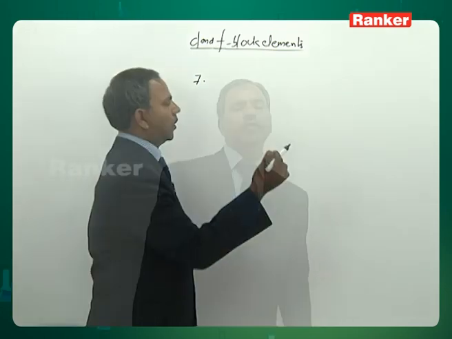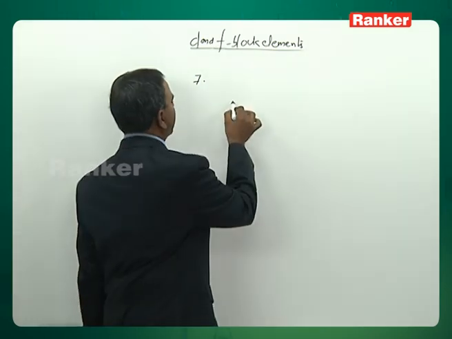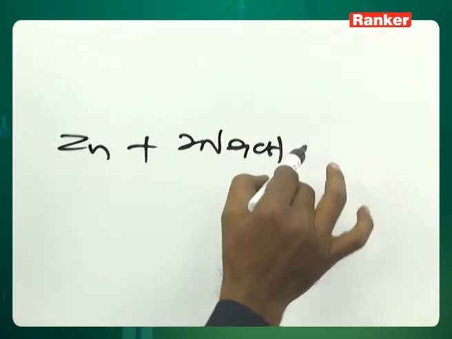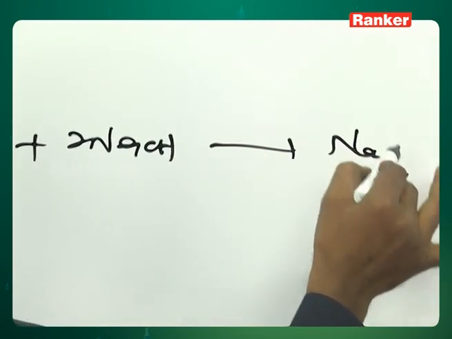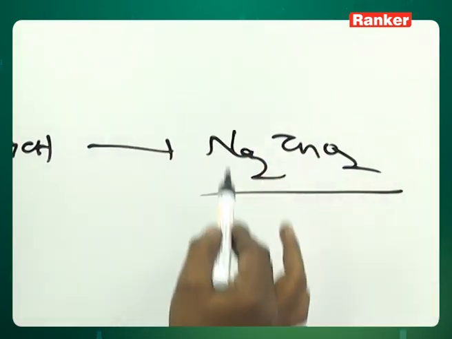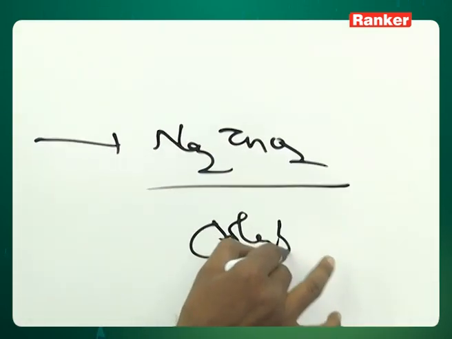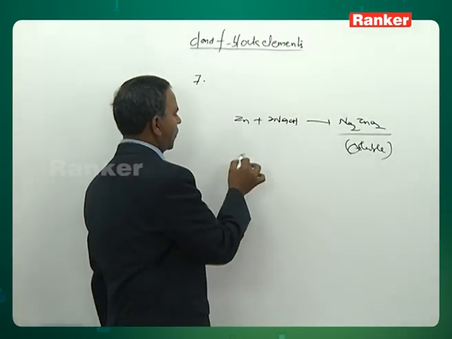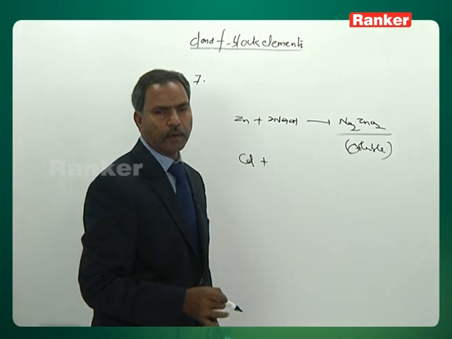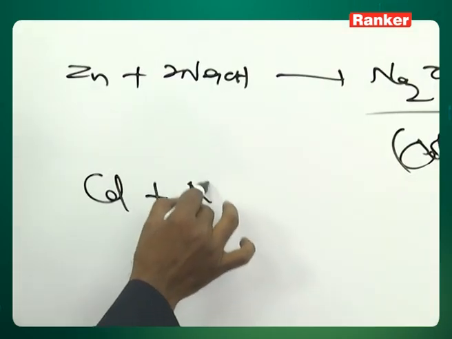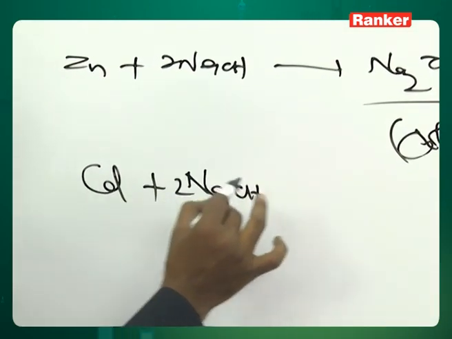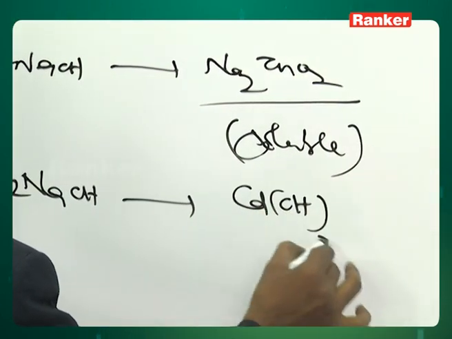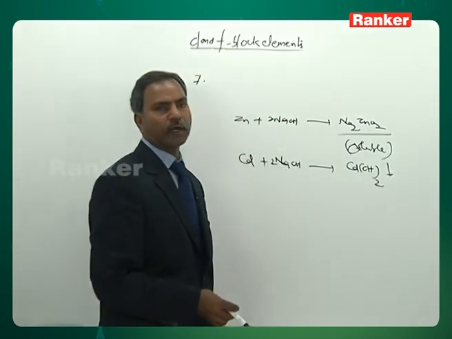Remember, zinc is a clear solution. Zinc with sodium hydroxide gives, as well known to you, Na2ZnO2, soluble sodium zincate. Similarly for cadmium, when you add sodium hydroxide, you get cadmium hydroxide precipitate, which is insoluble in water.